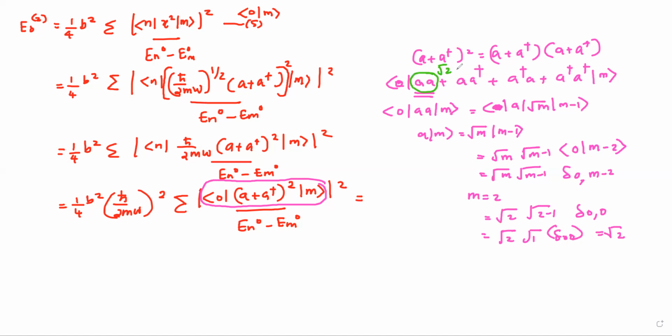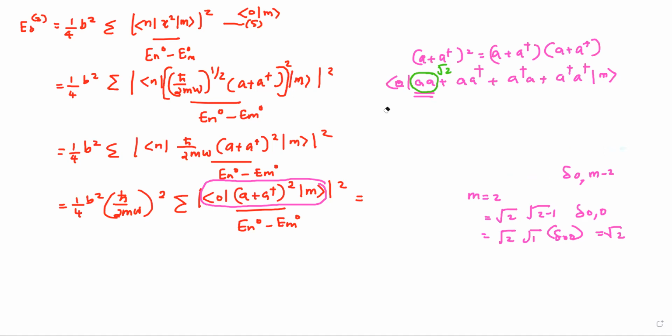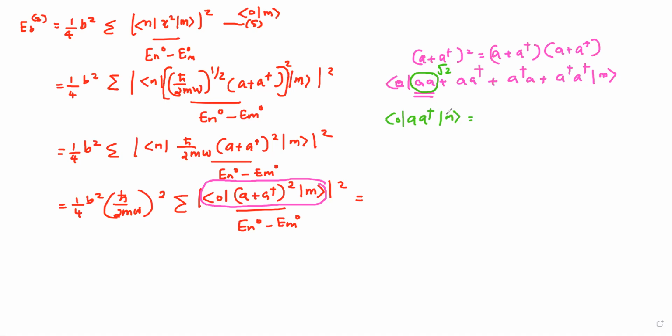Now consider the operation of the second term. It's very simple actually. So a creation a ket m: when we operate with m, it becomes root of m plus 1 into ket m plus 1. So root of m plus 1, bra 0, a is there, into ket m plus 1. Again the annihilation operator is there, then it becomes root of m, and there is no change: m plus 1 into bra 0 annihilation.